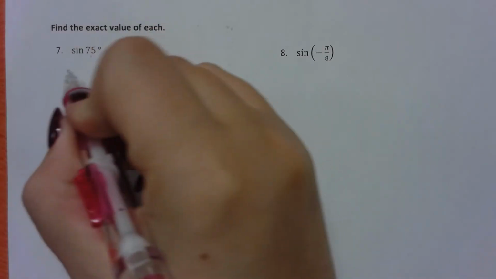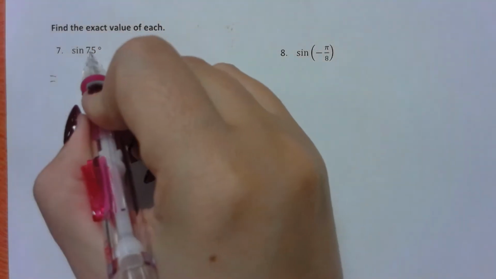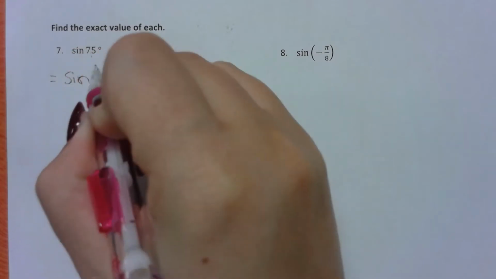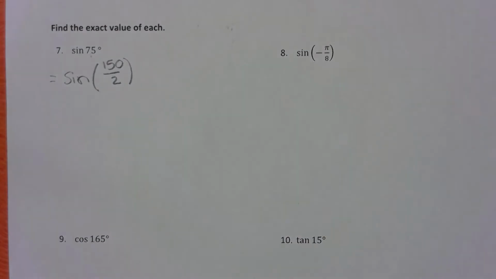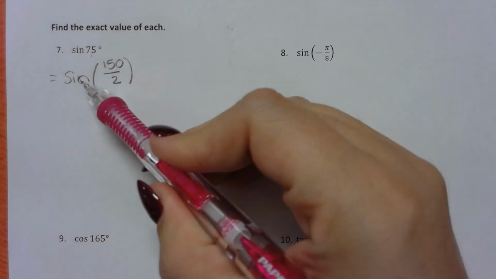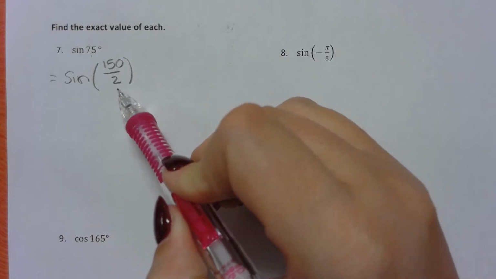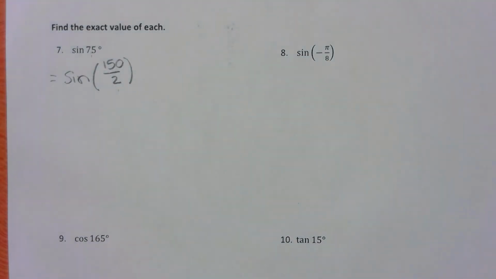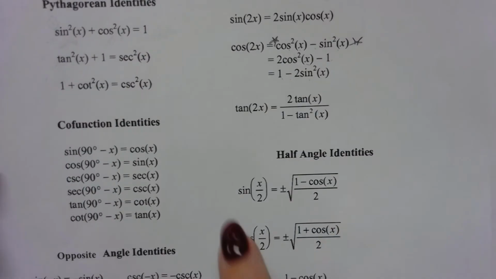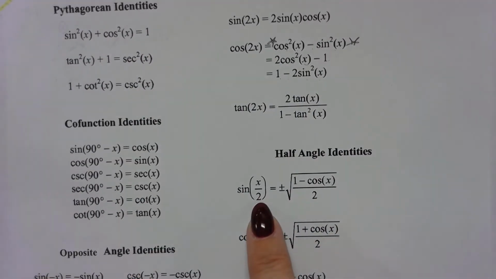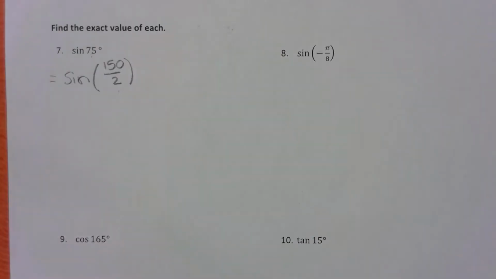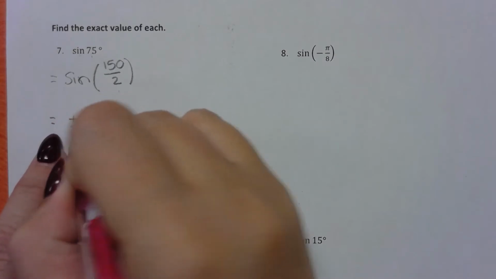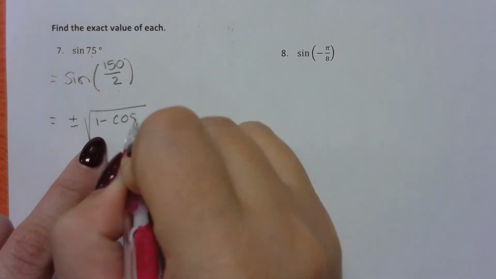Okay, so we want to use double and half angle identities. So we know sine of 75. I could rewrite that as sine of 150 divided by 2, right? Because 150 divided by 2 is 75. So now, if we look, that means we're using our sine of x over 2. That's telling us sine of x over 2 equals plus or minus the square root of 1 minus cosine of x over 2.